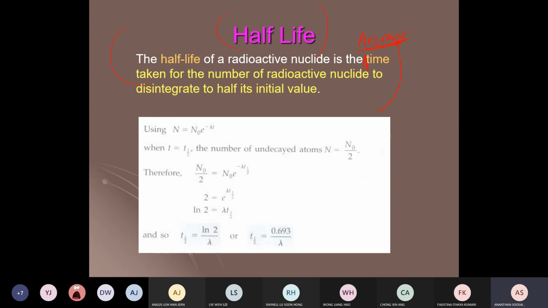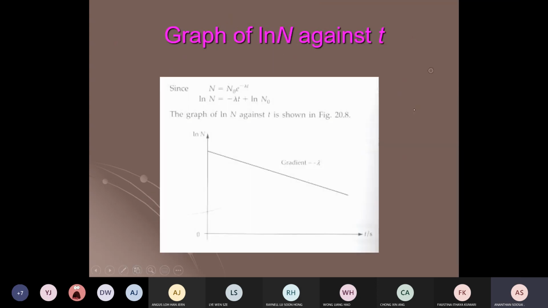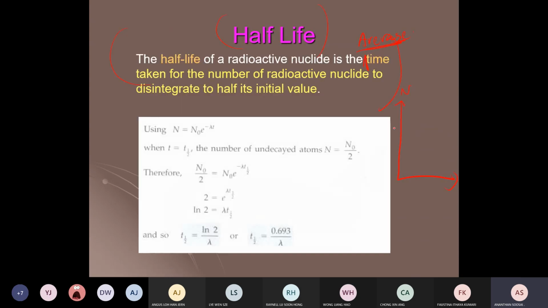It's average time. Why average time? In reality, the N versus time is a random process, so N is not going to drop smoothly. You're going to drop like this, up and down, up and down. So the half-life is actually the average time for the number of particles to decay to half of its original value.